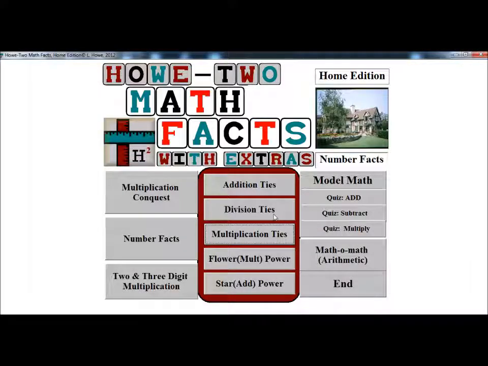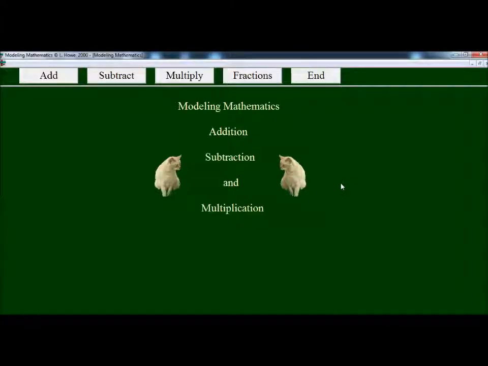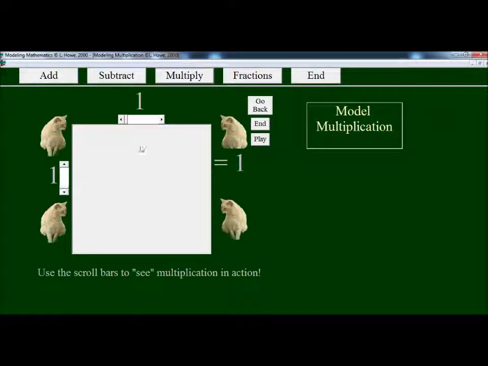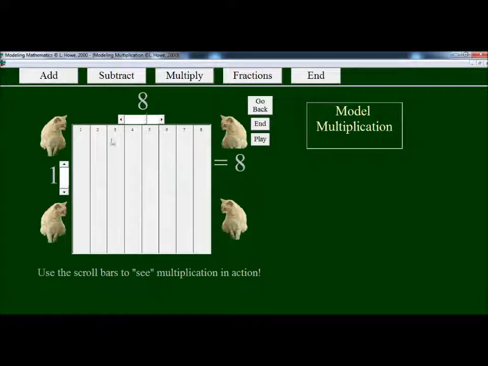If your student is having trouble understanding what math is, I have these programs over here called Model Math. Let's look at that. This is where, say the child does not understand what multiply means. I have a little demonstration here of what it means. You have a number, 1 times 1 is 1, and you can scroll here and say 8 times 1 is 8. 8 times 2 is 16, so they can see that 8 times 2 is really dividing this unit up into 16 pieces. So it can model that.